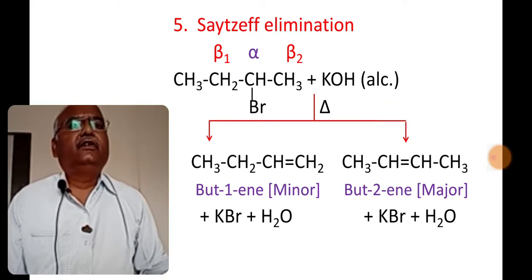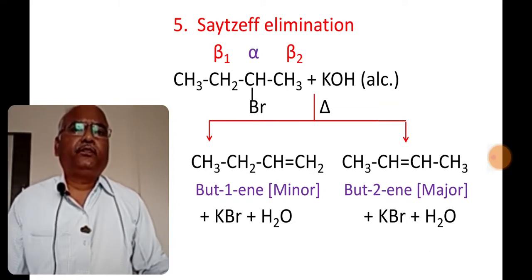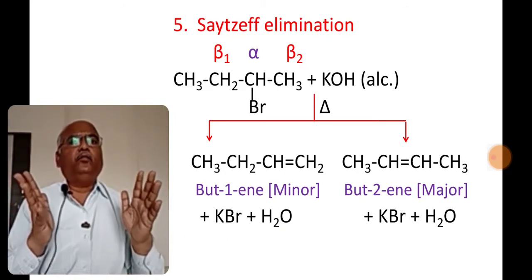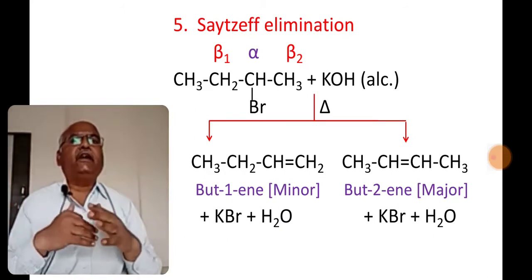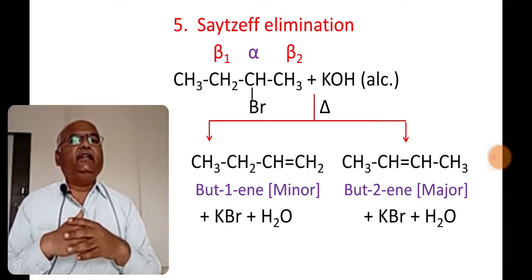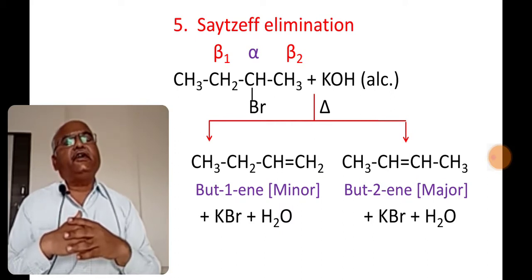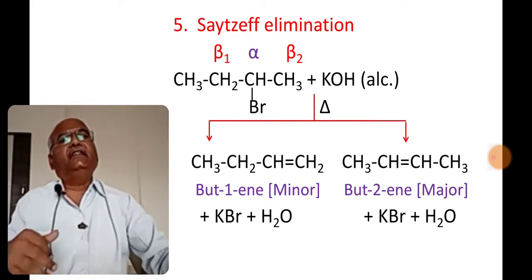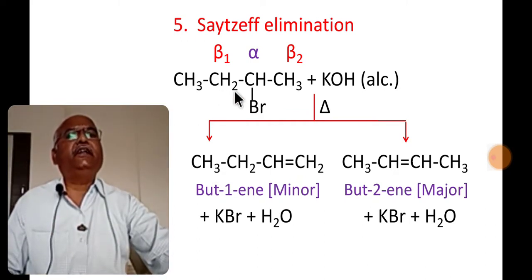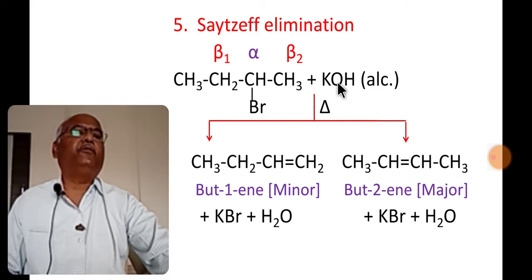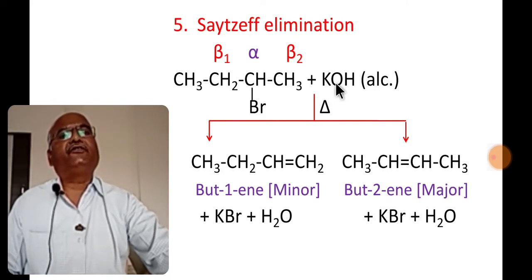Next reaction, Saytzeff elimination. You know that alkyl halide, when boiled with alcoholic KOH, undergoes elimination reaction, that is dehydrohalogenation reaction. Here I have taken the example of secondary butyl bromide, and this secondary butyl bromide is heated with alcoholic potash, that is KOH.